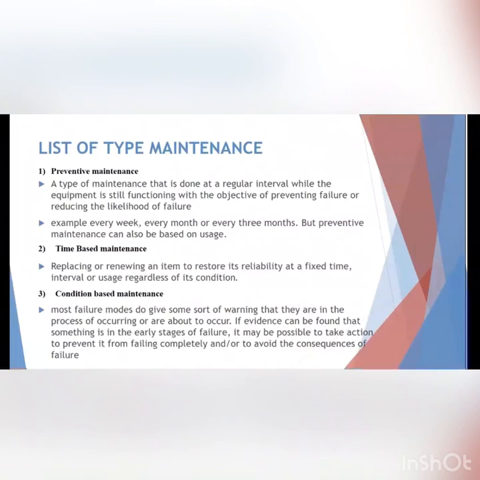However, most failure modes give some sort of warning that they are in the process of occurring or about to occur. So if evidence can be found that something is in an early stage of failure, it might be possible to take action to prevent it from failing completely or to avoid the consequence of failure. For example, it can be used in my case A and my case B situations.